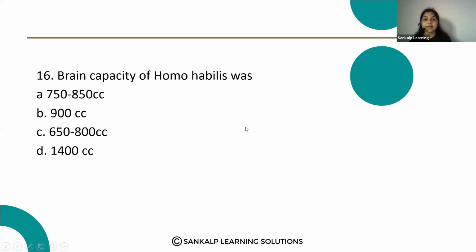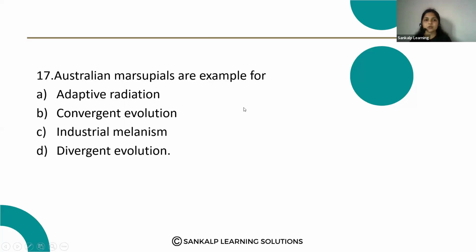Next question. Brain capacity of Homo habilis was: 750 to 850 cc, 900 cc, 650 to 800 cc, or 1400 cc. The brain capacity of Homo habilis was 650 to 800 cc. So in human evolution, they can ask about brain capacities and where they were first found. Option C is the correct answer, 650 to 800 cc.